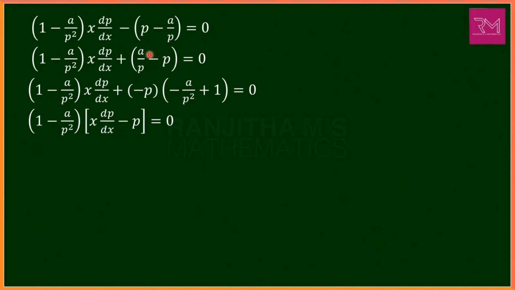So if we take minus p common, remaining is a divided by p into minus p, so that plus into minus we get minus a by p into p is p square. Here if we take minus p, remaining is plus 1. This is a very important step, rule, remember.